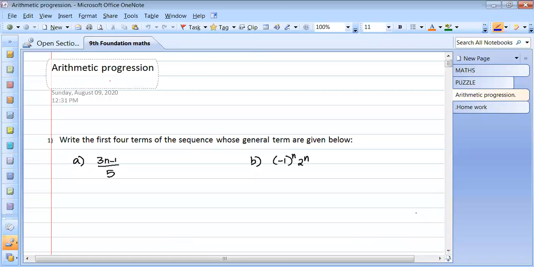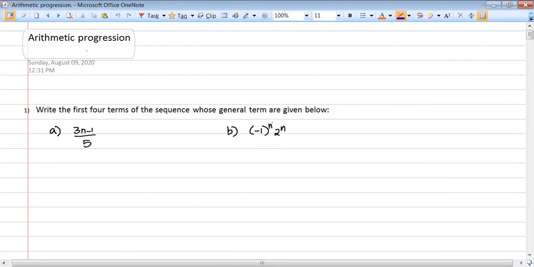Yes. So everyone start to solve question number 1. You know very well, how will you find out your an? A plus n minus 1 into d. And what is your L? L means last term. Last term also you can use the same formula, A plus n minus 1 into d.